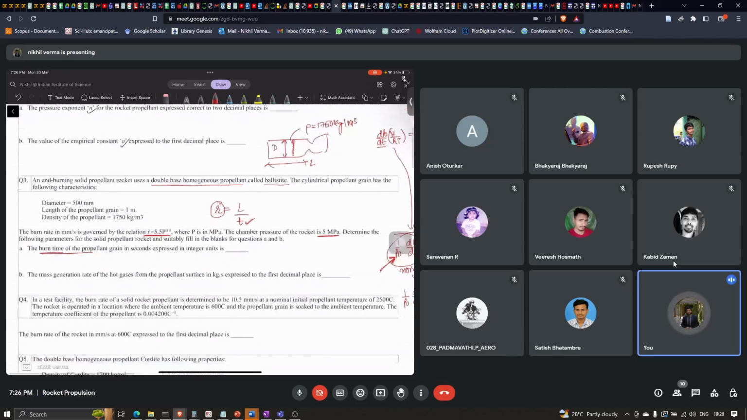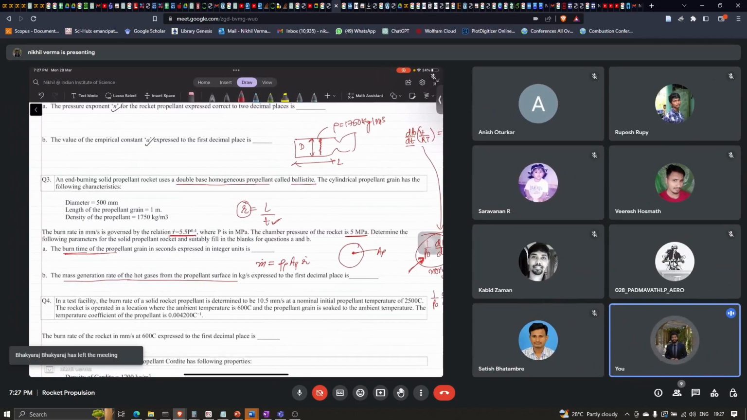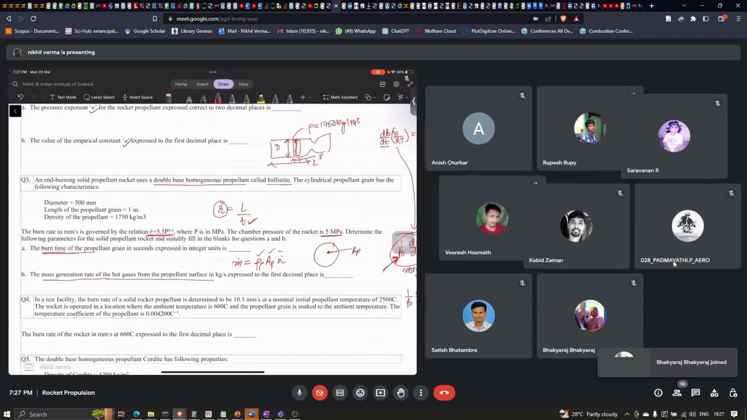Then the next thing is, what is the mass generation rate of the hot gases from the propellant? How will you proceed? It will be m dot is the area of the propellant into R dot, into rho, right? If you have an end burning grain, this is the area of the propellant, and R dot is just the velocity at which the surface is receding, and rho is the density of the propellant.